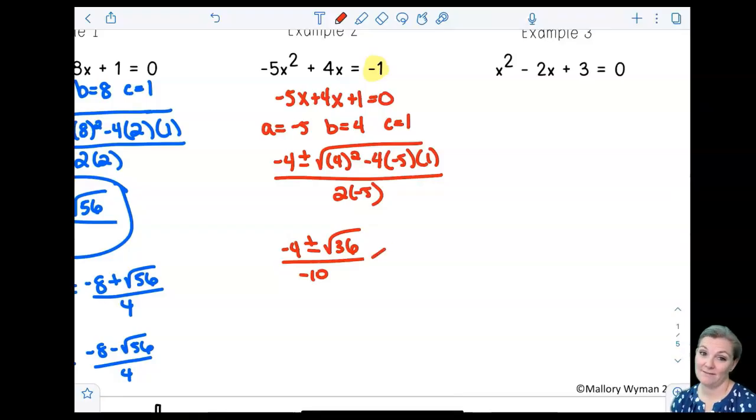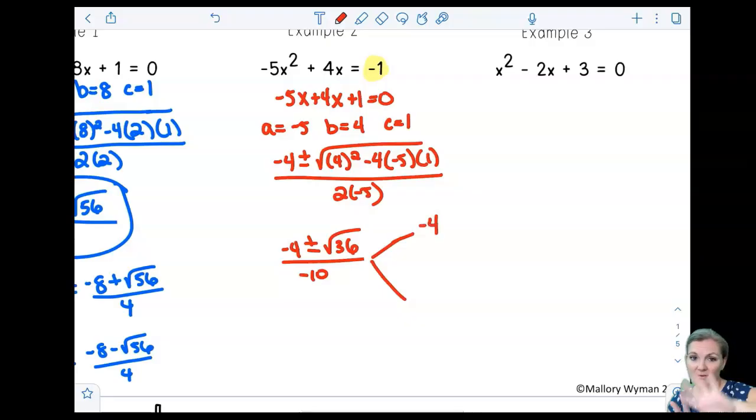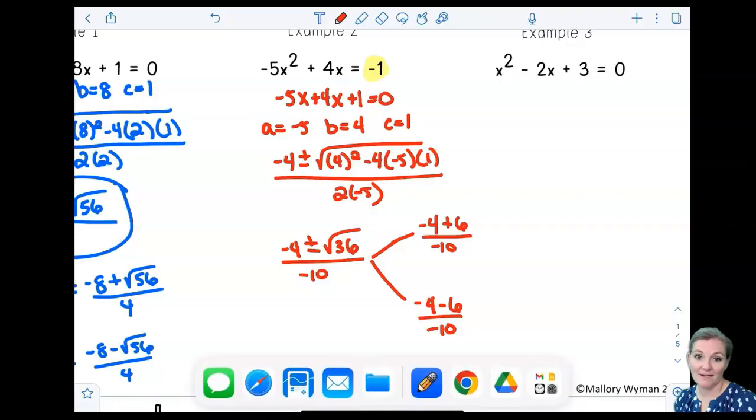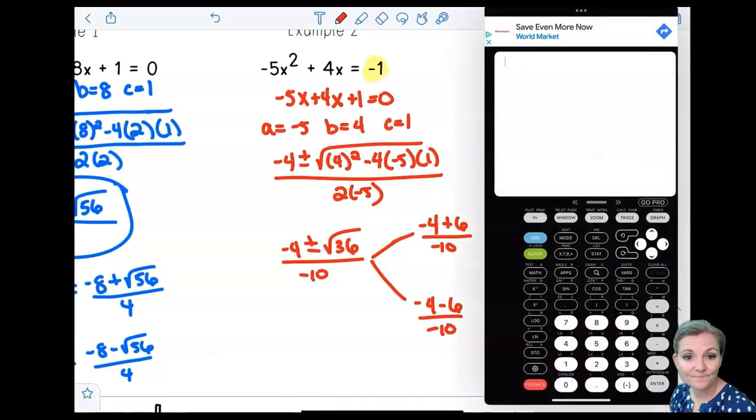So I can't just leave it. So now I make 2 separate equations. You can either make them out to the right, or I actually usually put them down below. I started on the right and then I ended up writing them down below. So I have negative 4 plus 6 over negative 10, and I have negative 4 minus 6 divided by negative 10. Because remember, you are doing both.